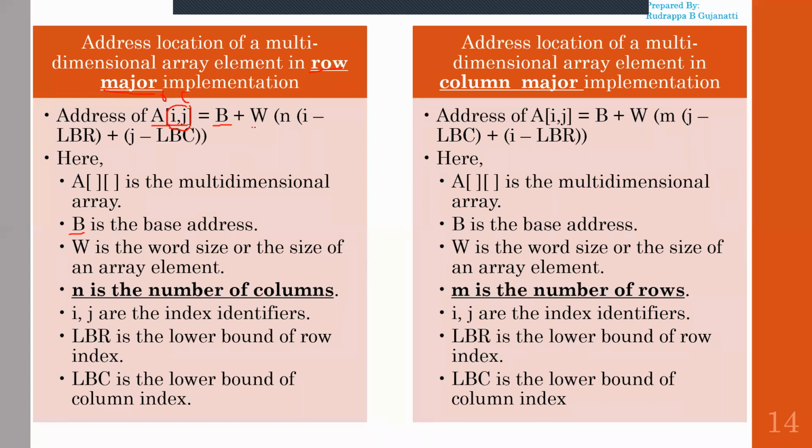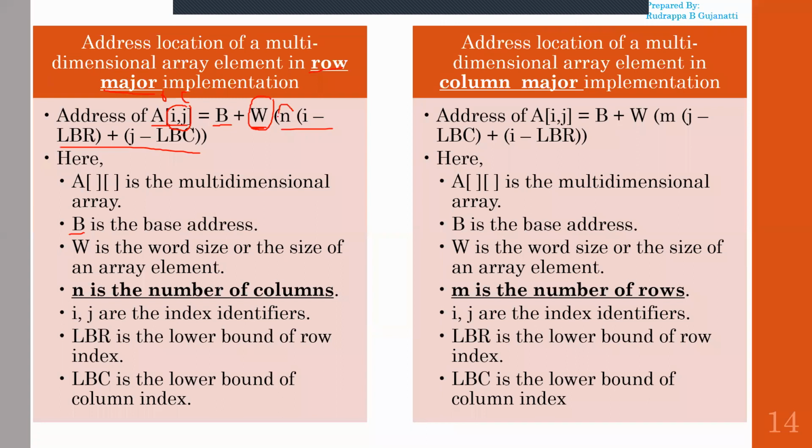Next, what is the word size? Word size: an integer, say, requires 2 bytes, a float requires 4 bytes, or a double requires 8 bytes. So that is the word size, that is, how much memory space is required to store the data. For one data element, how much memory is required. So you'll be using that word size multiplied with this entire parameter.